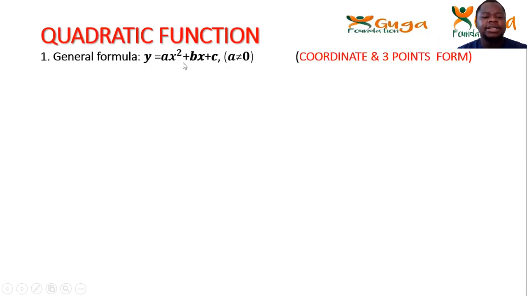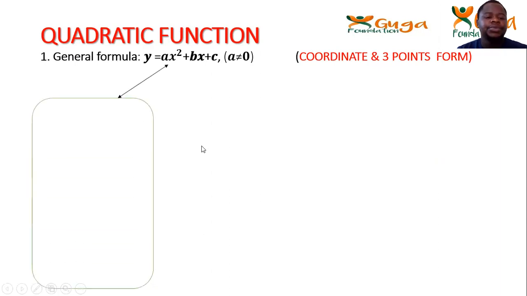The general formula is given by y equals ax squared plus bx plus c, whereby your a will never be equal to zero. So this case number one, we call it a coordinate and the 3 points. So in other words, you must be given a coordinate and the 3 points on the graph.